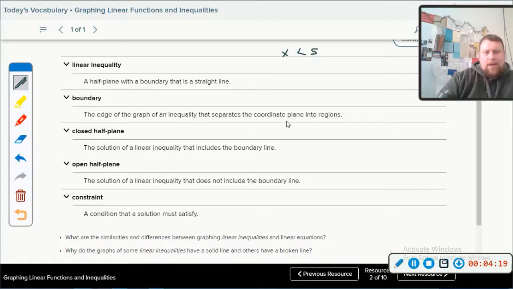Boundary, the edge of the, basically the line created by that inequality, right? And it's either going to look like that or dashed like this. That's the boundary. Closed half plane. Well, this is a closed half plane.